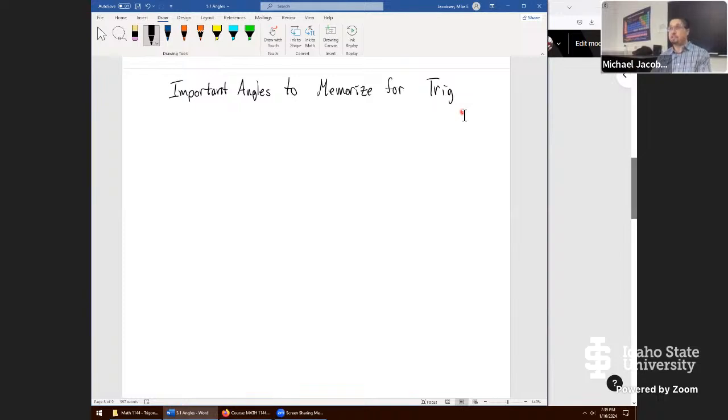Not just for this class, but for any class that you suspect might use trig. All of the calculus sequence, it's even in linear algebra, in weird spots. Your engineering courses are going to use trig a lot. So the more you can memorize these angles, the better off you are going to be in any class that uses trigonometry. It makes a humongous difference.